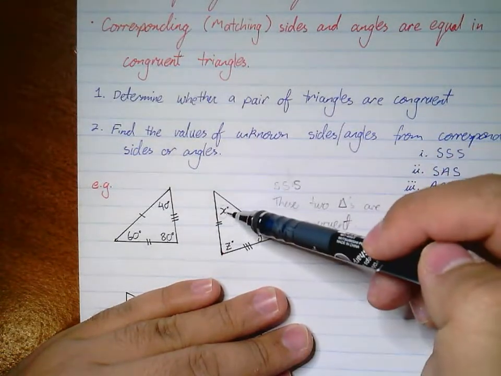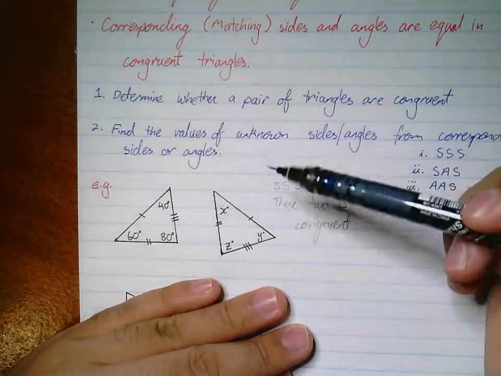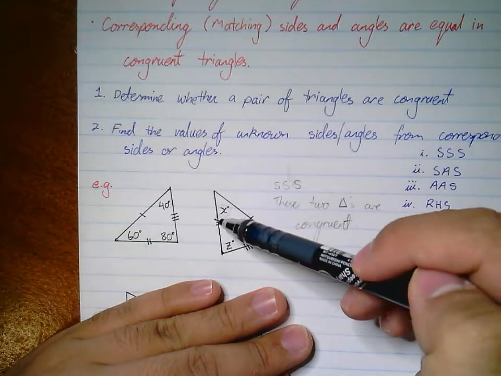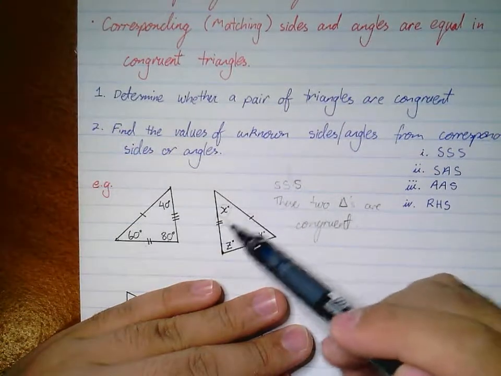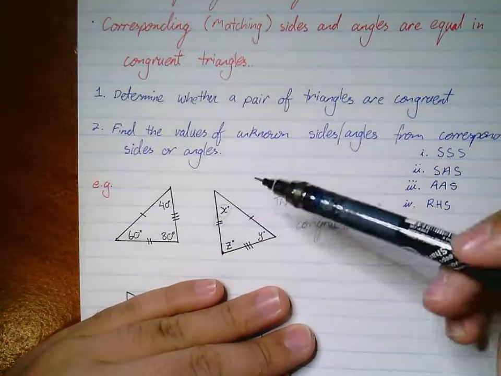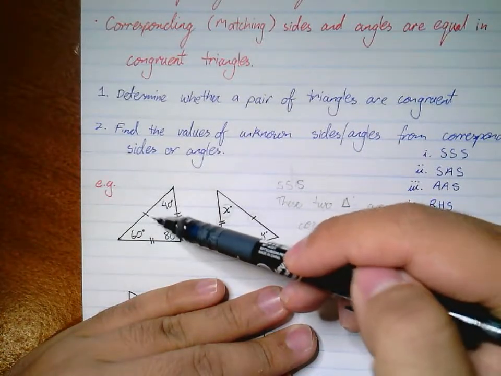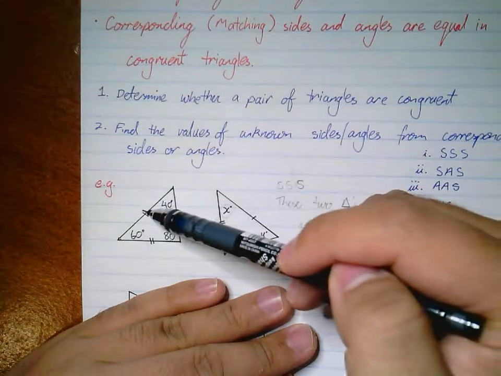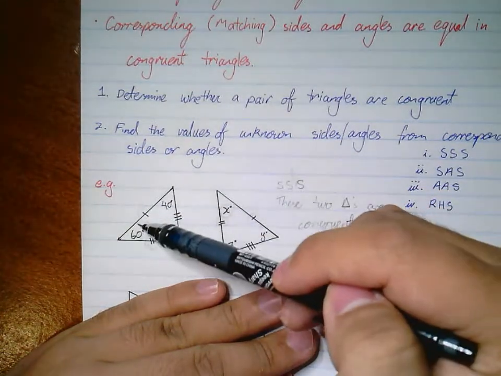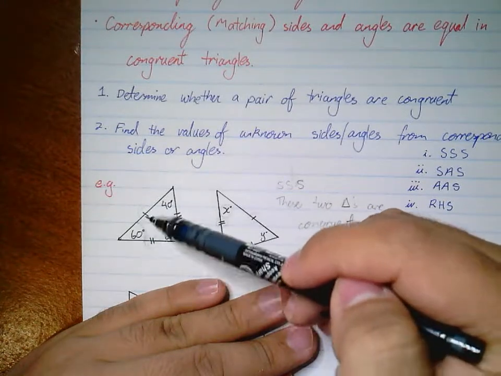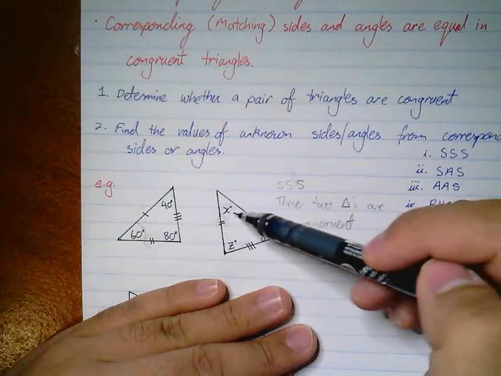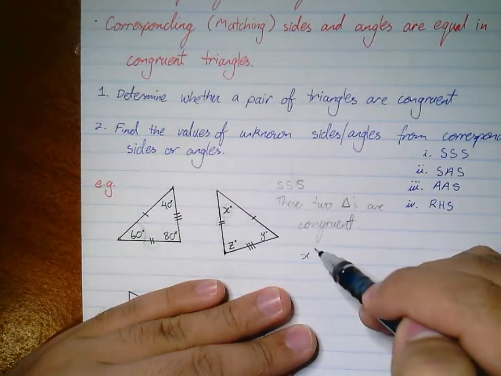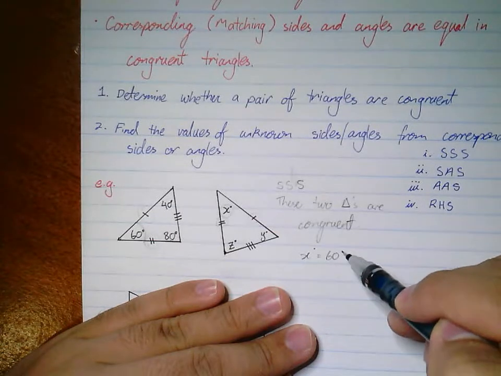Let's find the corresponding angle to x. The x is in between the single dash and the double dash. So which angle in our other triangle is in between the single and the double dash? There's a single, and there's the double. So 60 degrees is in between them. That means that x is equal to 60 degrees.